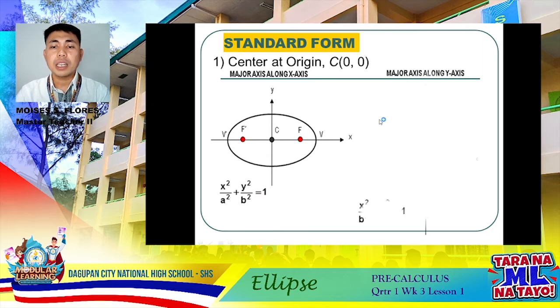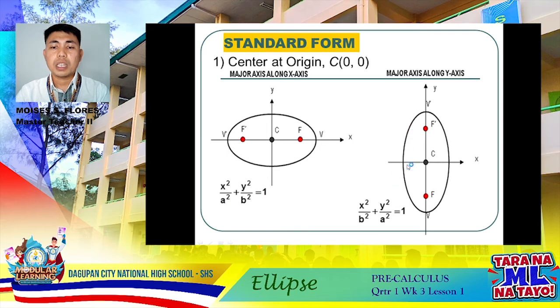On the other hand, you notice here that our major axis is on the y-axis, or along the y-axis. That's why a squared is under y squared. And take note, our standard form is equated to 1. So again, types of your ellipse: it's either vertical, because the major axis is along the y-axis, or of course horizontal, where your major axis is along your x-axis.